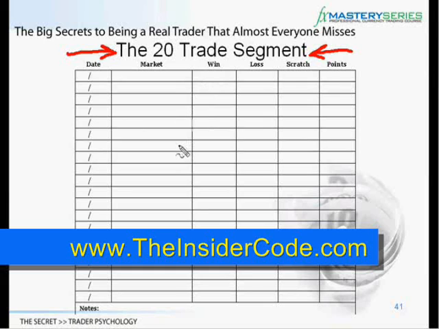Number one, first and foremost, this is going to help you to keep on top of your trading. So you've got a column to track the date. You can also put the time in here so you can focus on when you're making your trades. The market, you can place this just as simply as GBP long, whether the trade was a win, a loss, or a scratch, and then how many points.